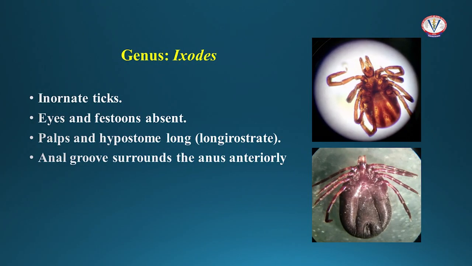Genus Ixodes. It is an inornate tick. Eyes and festoons are absent. The palps and hypostome are long, that is longirostrate. The anal groove surrounds the anus anteriorly.